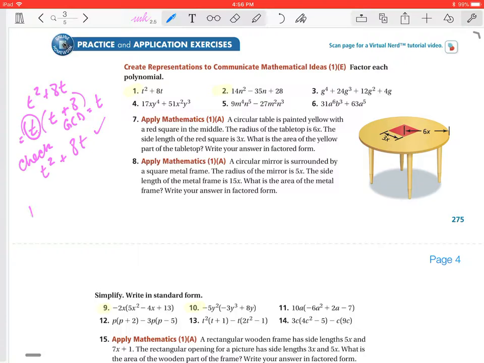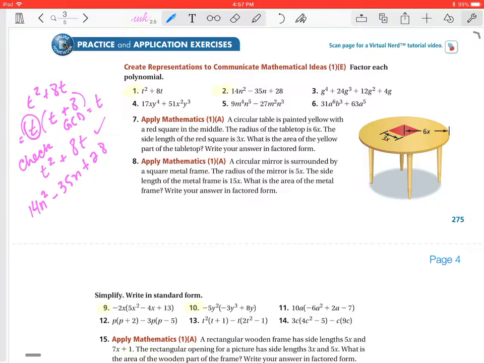All right, now let's talk about problem number 2. Problem number 2 is a little bit more challenging. We have 14n squared minus 35n plus 28. All right, so this is a little tricky. I'm trying to think here because I don't have an n here.